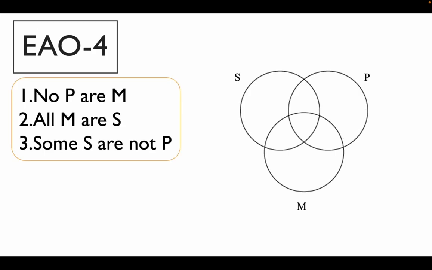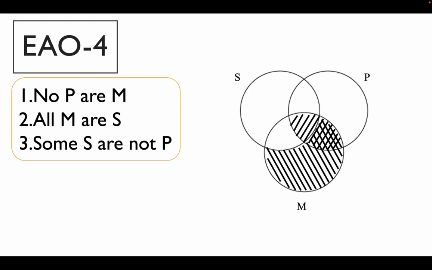Another example, EAO4. Once again, we have universal premises and a particular conclusion. Let's diagram the premises. No P are M, and all M are S. Again, the conclusion is not diagrammed, as we know, because the conclusion will require an existential assumption. It will require an X.